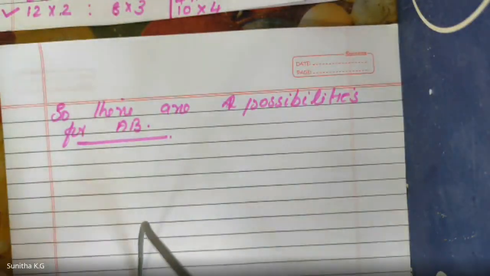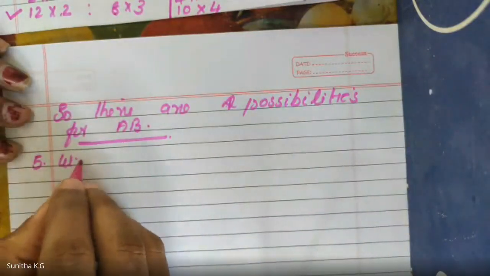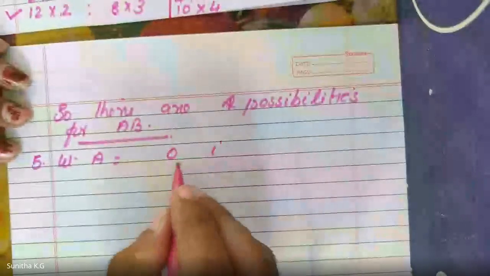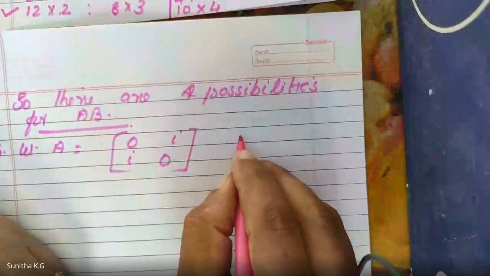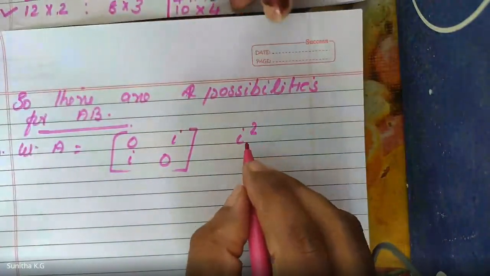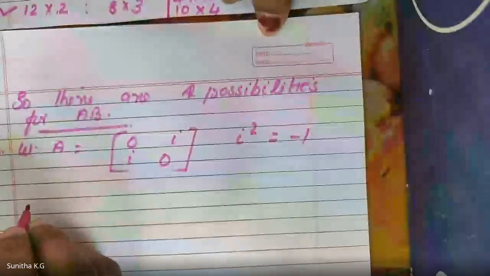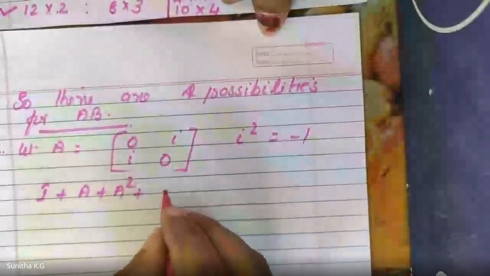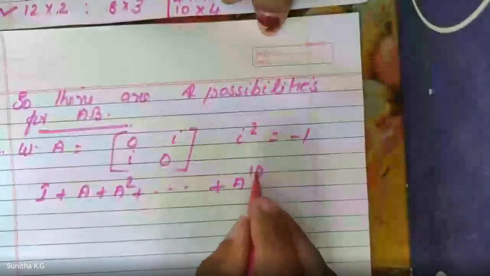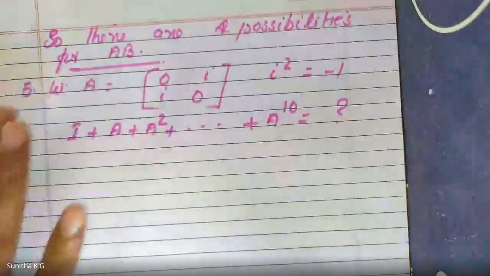Next, this is also a very interesting problem. Let A equal to 0, i, i, 0. We know what is the value of i square. What is the value of i square? -1. Very good. i square equal to -1. Then we have to calculate I plus A square plus etcetera plus A raised to 10 equal to what? Okay? Clear?